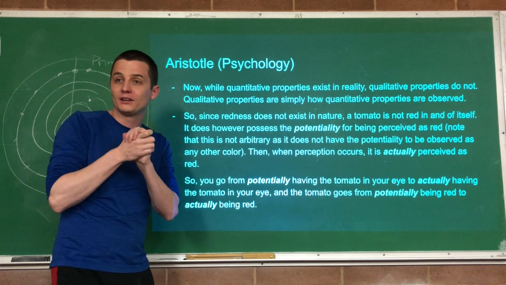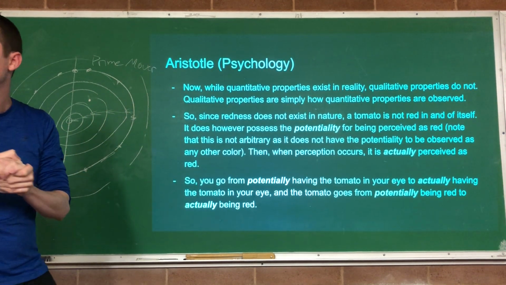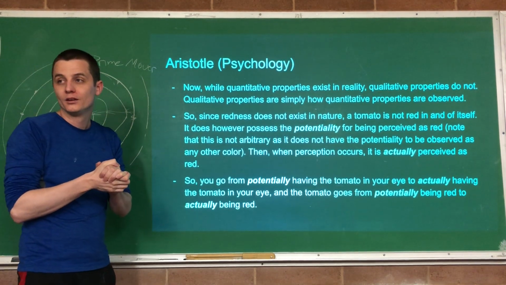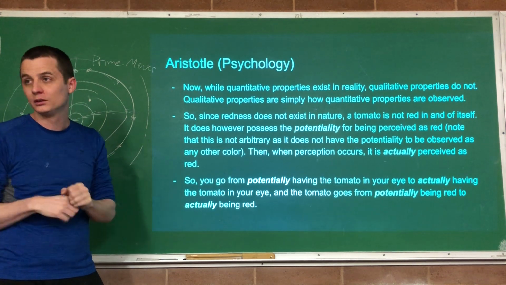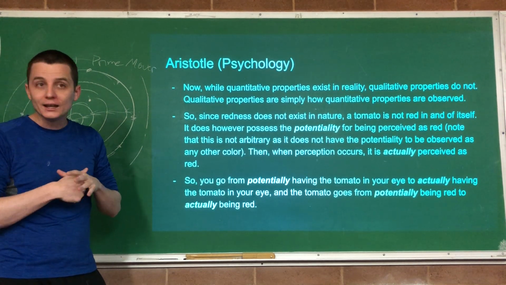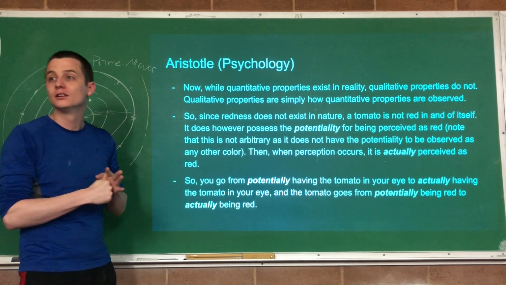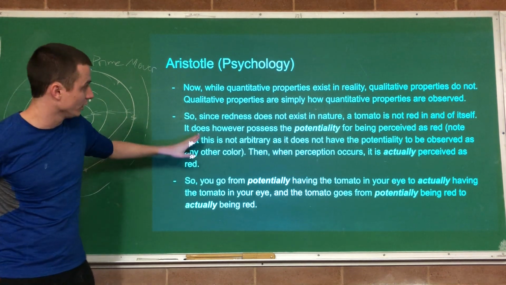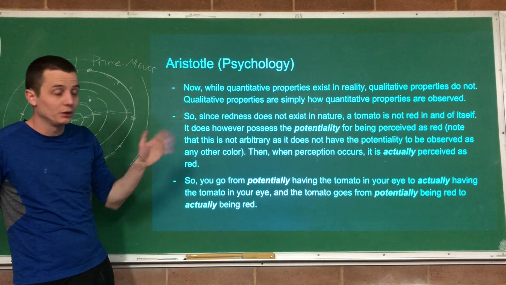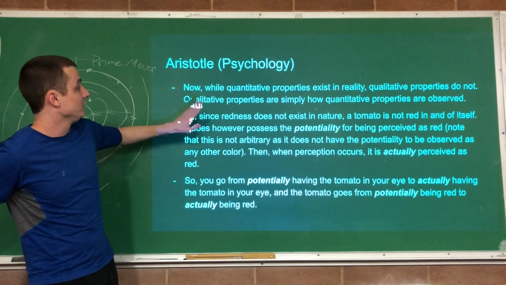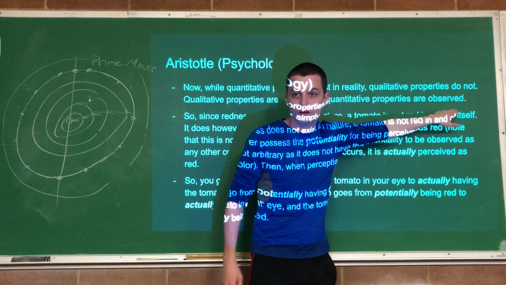When you see something like color, when you feel something like cold, hot, those are qualitative properties. They're not quantitative properties. I can't take a yardstick to them. Your height, that's a quantitative property. Your weight, that's a quantitative property. So qualitative versus quantitative properties. While quantitative properties exist in reality, they exist in nature, they don't exist by convention, qualitative properties do not. Qualitative properties are simply how quantitative properties are observed by us.